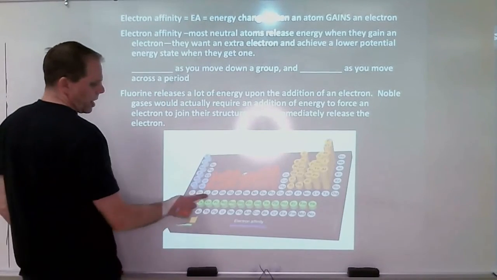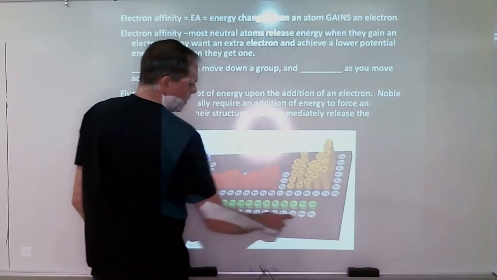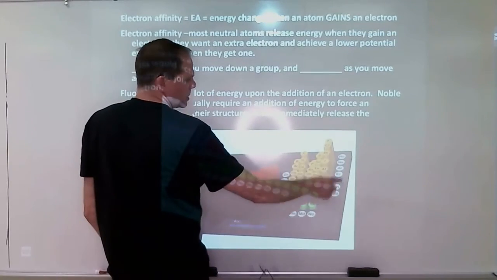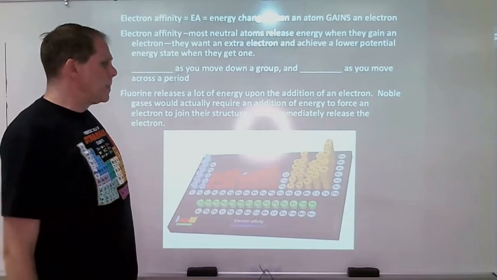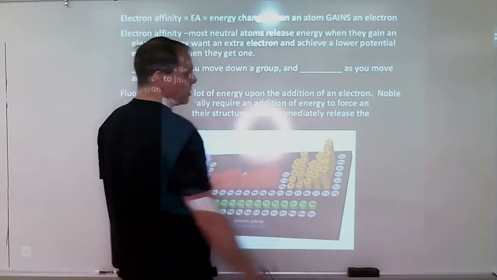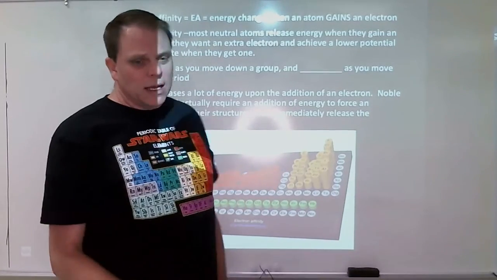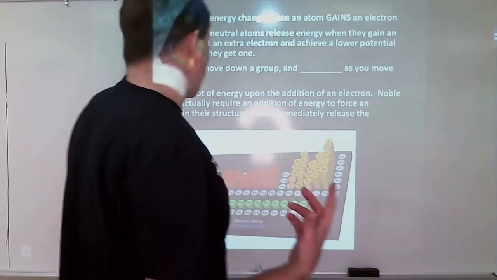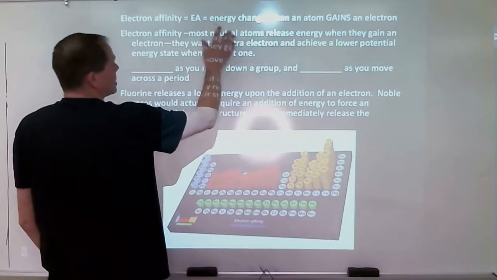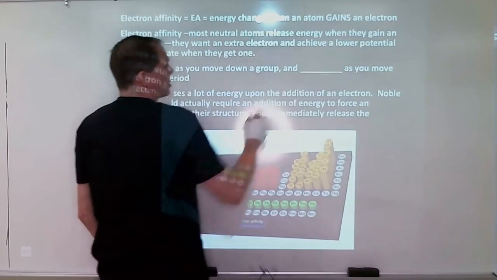And some of these that are grayed out, you can see that they don't want an extra electron at all. These guys, noble gases, they don't want an extra electron. They're completely satisfied. And so if I were to give them an extra electron, it would actually take energy to put an electron in there, instead of giving me energy when I let one be absorbed. And so that's what electron affinity is. It's about the energy change when it gains an electron.